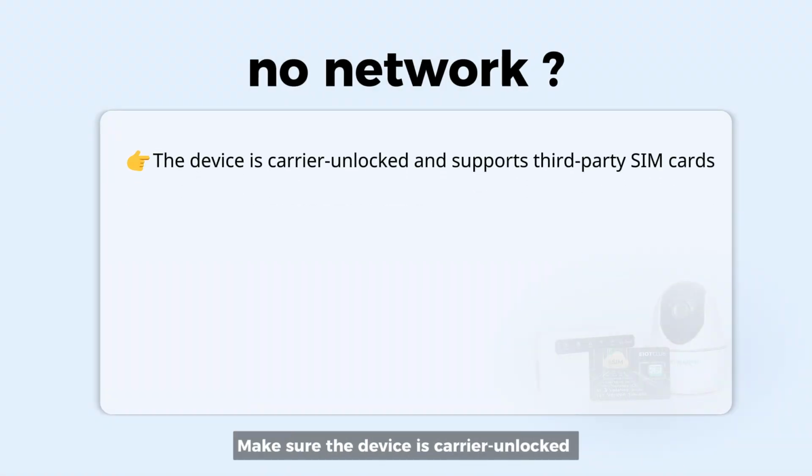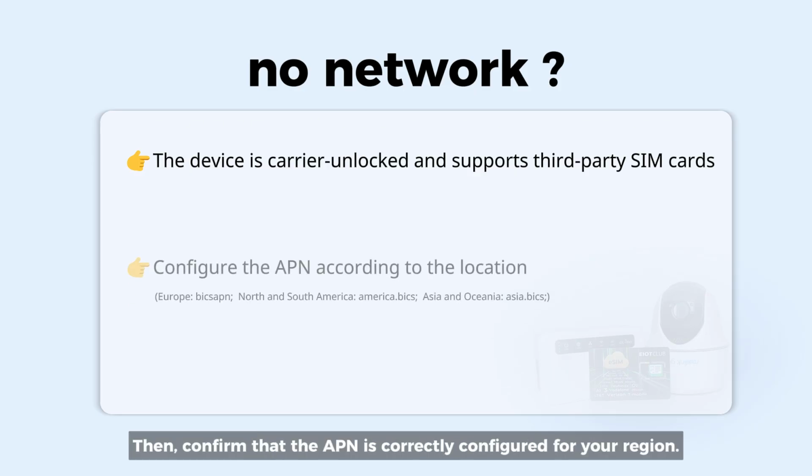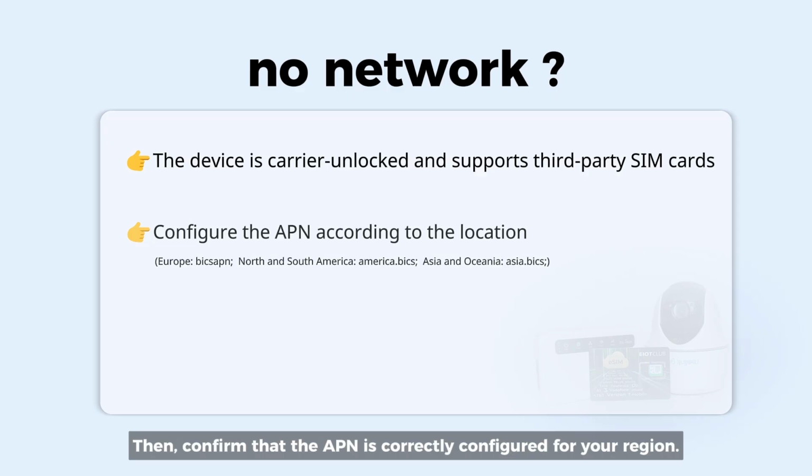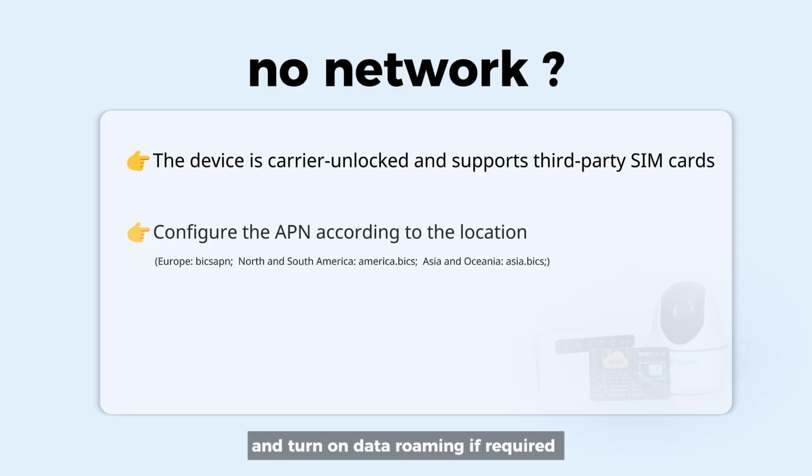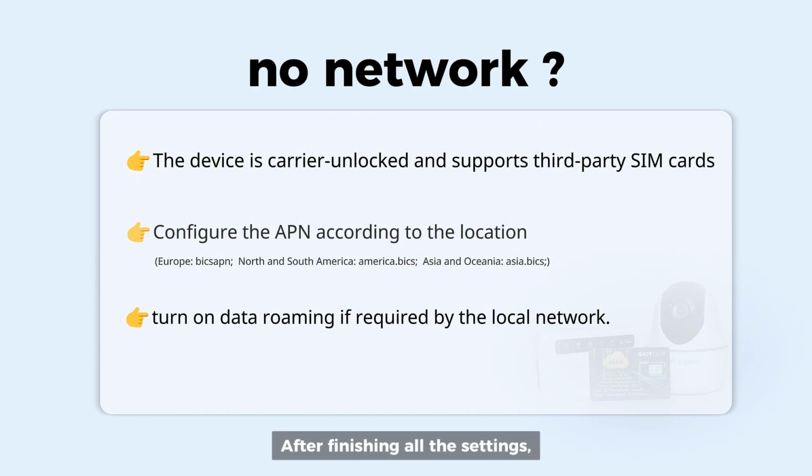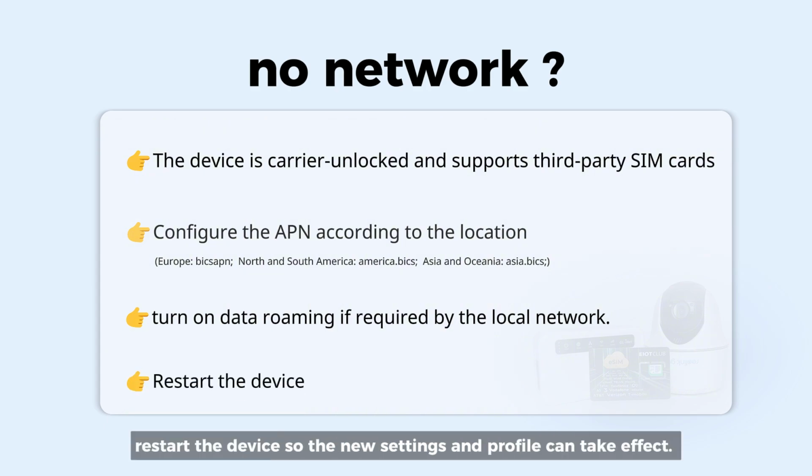Make sure the device is carrier unlocked and supports third-party SIM cards. Then, confirm that the APN is correctly configured for your region, and turn on data roaming if required. After finishing all the settings, restart the device so the new settings and profile can take effect.